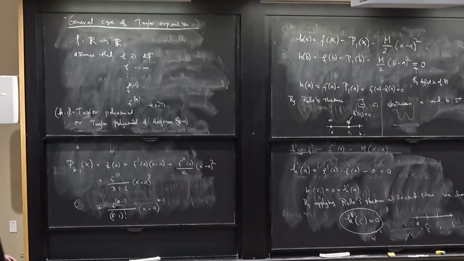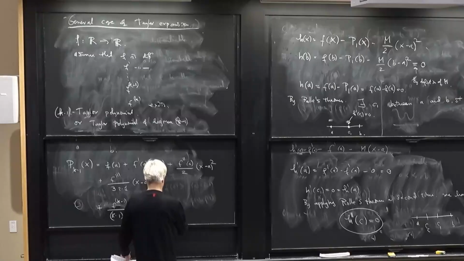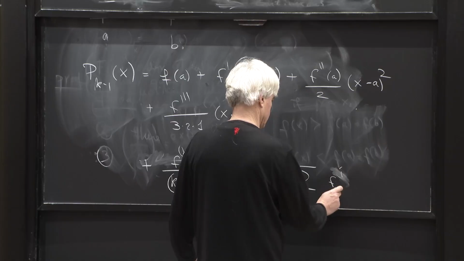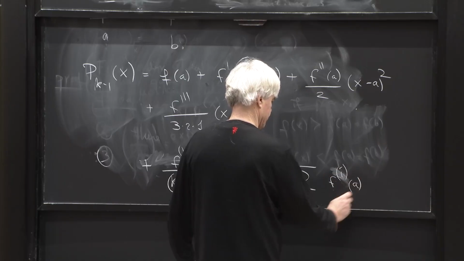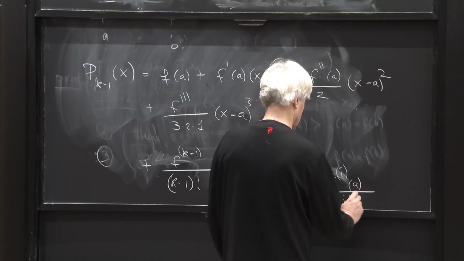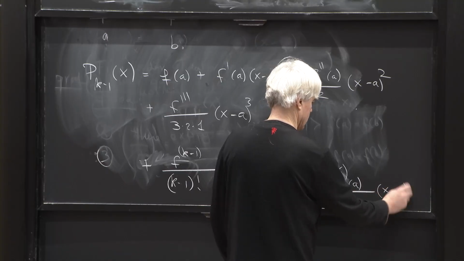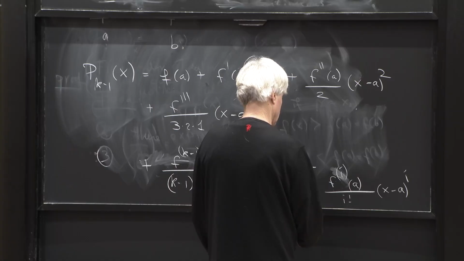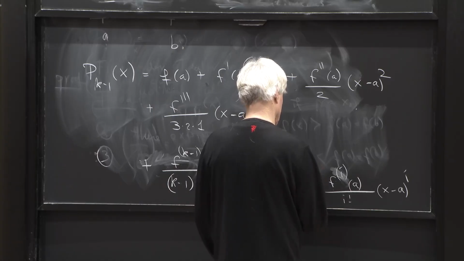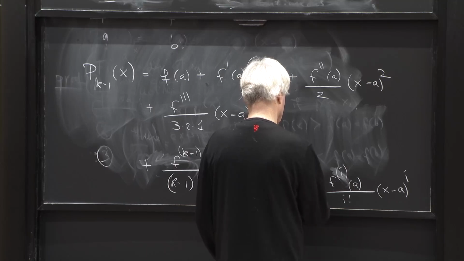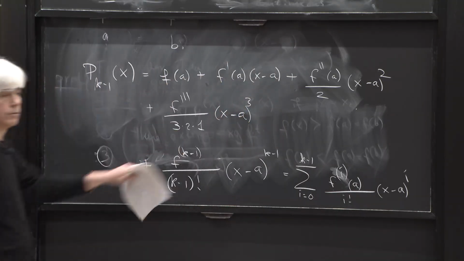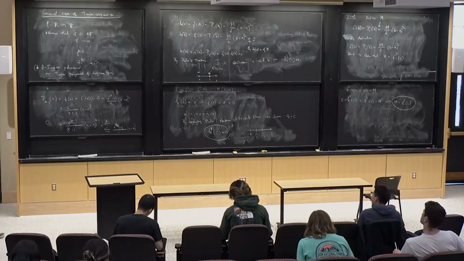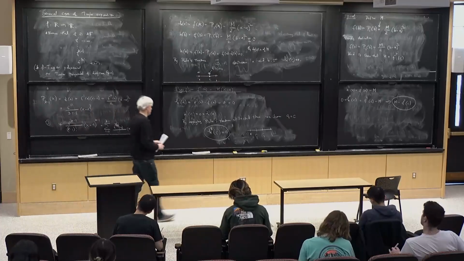Okay, and so you observe that you can just write it. It's typically written like this: the sum of f, the I-th derivative at A, divided by I factorial, times x minus A to the power I, where I is now summing from 0 to k minus 1. This is by definition equal to that. Okay, so that's the Taylor polynomial, the k minus 1 Taylor polynomial.